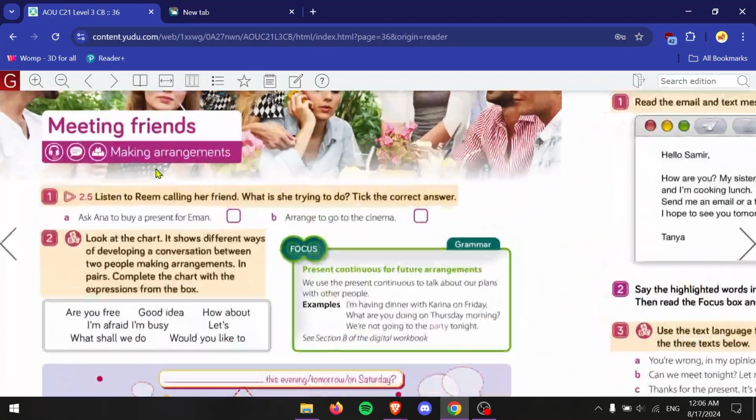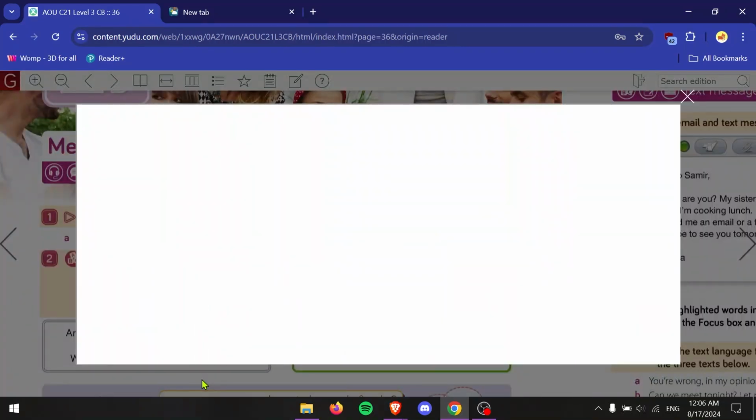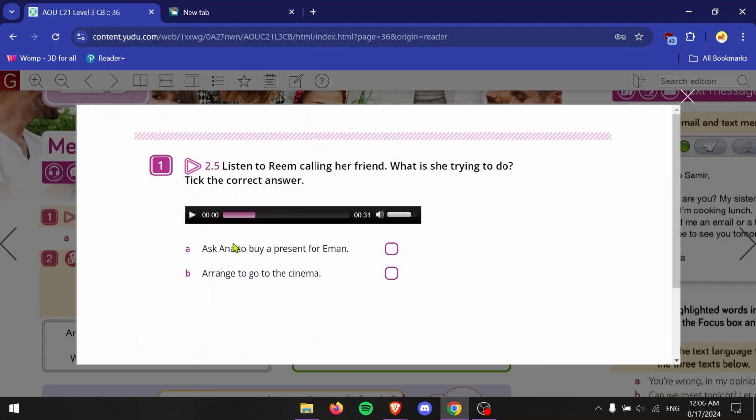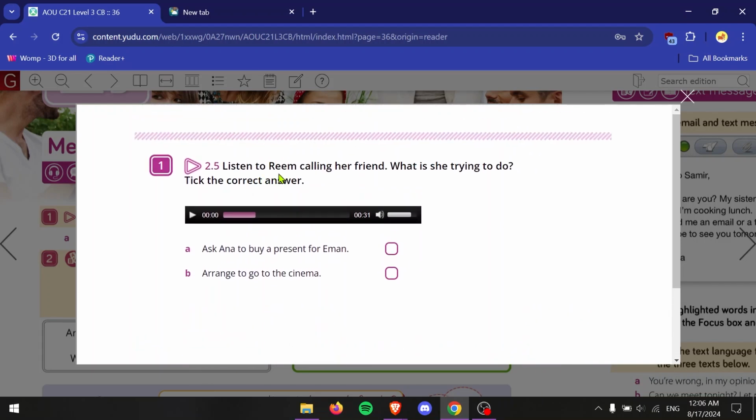For 2B, it looks like we have meeting friends and making arrangements. So let's go with exercise 1. Listen to Reem calling her friend. What is she trying to do? And tick the correct answer. So what I'm going to do is play this audio first, and I'd like you to listen to Reem talking to her friend. What is she trying to do exactly?